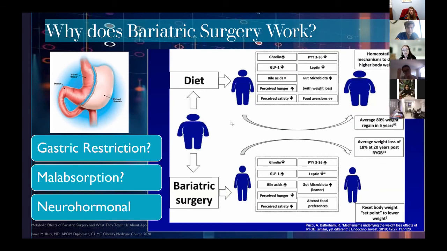And I just want you guys to look at this. This is the last chart to look at. When you diet, just like I was talking about before, your leptin goes down, your PYY goes down, your ghrelin goes up, you get hungry, and you end up gaining weight again.